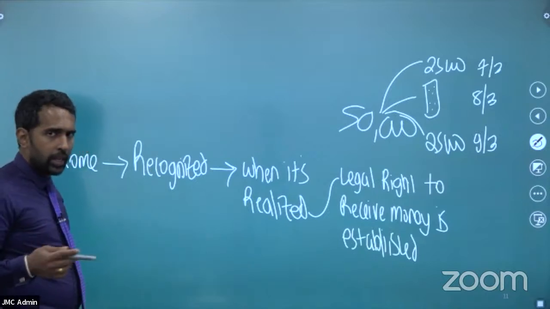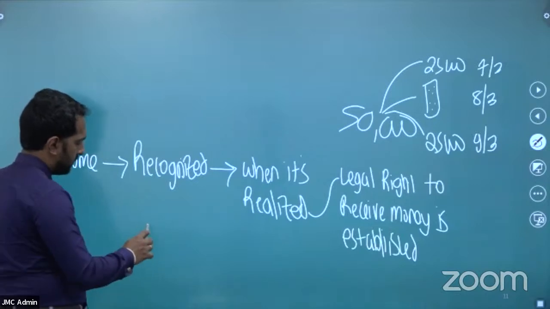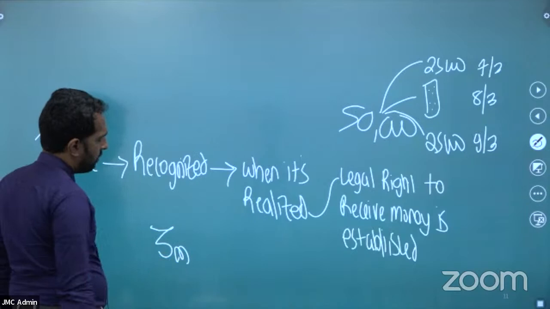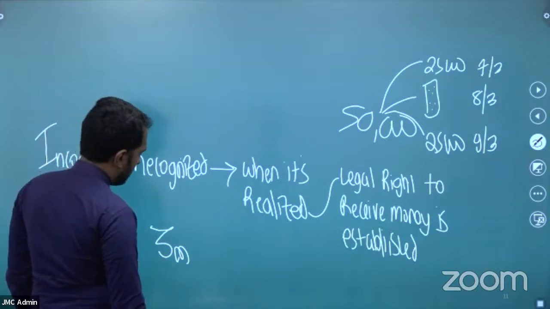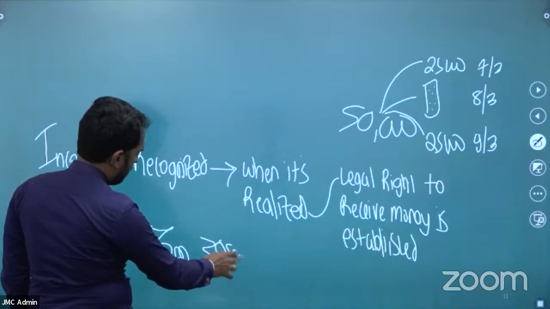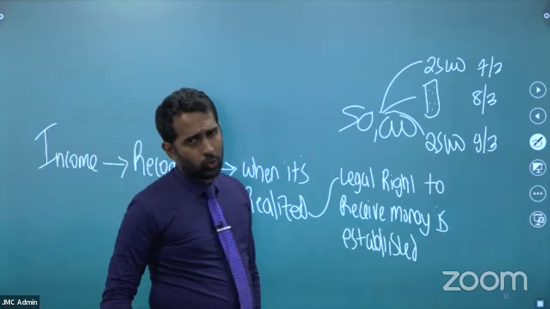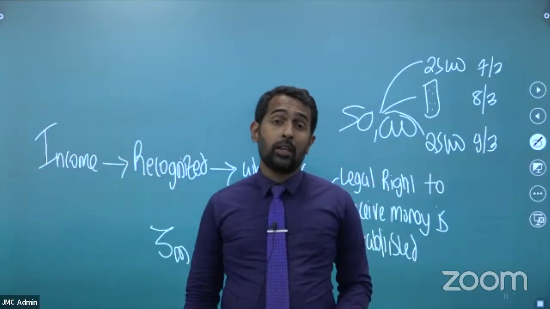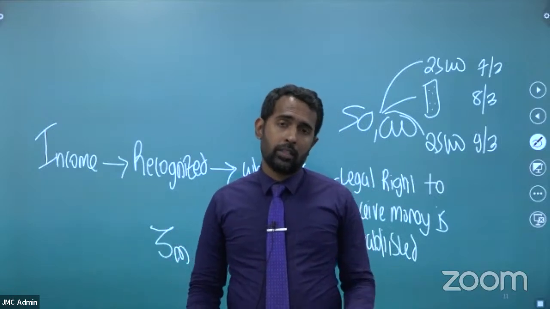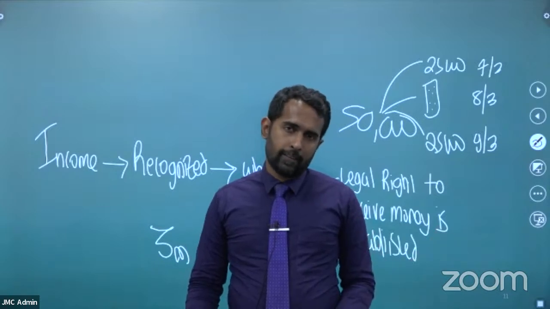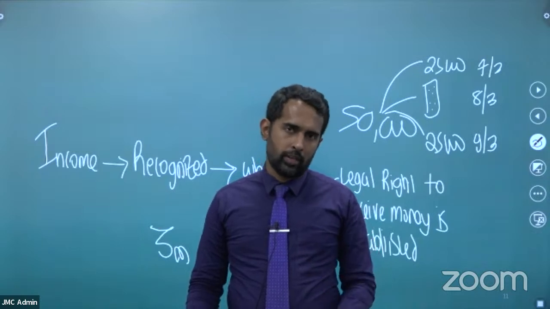Similarly, for an example, let's say I have agreed to teach you for 3 months. And I'm going to charge 30,000. I have promised to teach you for 3 months and I'm charging 30,000, and you have to pay upfront. I'm going to teach you for 3 months if you pay 30,000 today.